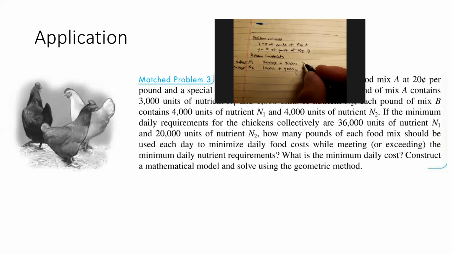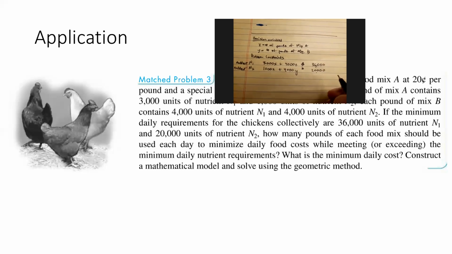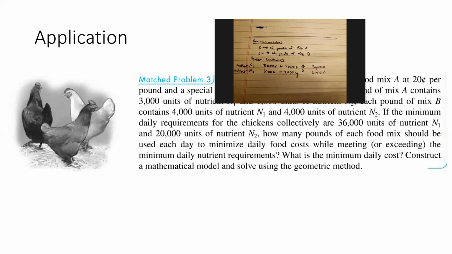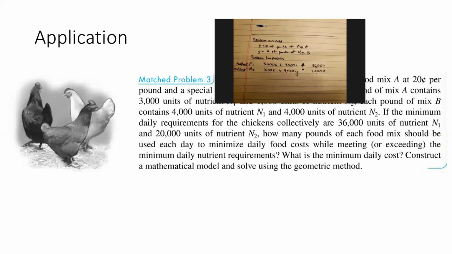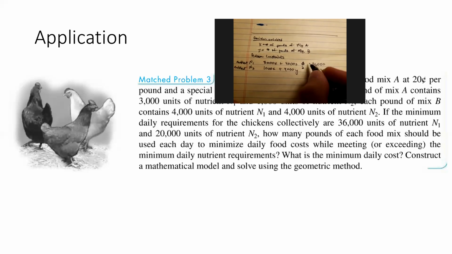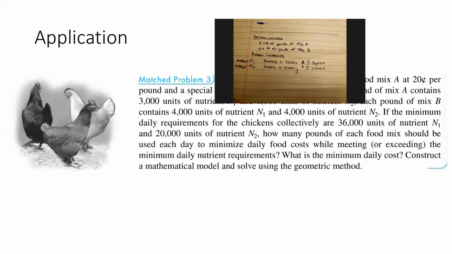Or is this actually, they need at minimum the requirements of 36,000 units of nutrient N1 and 20,000. So let's go back a second. Minimum, meaning, for example, if you need a minimum of, say, 8 on a scale of 20 to pass your driving test, if you got a 9, did you pass? You'd probably say, yeah. So in other words, this needs to be greater than or equal to, and greater than or equal to.